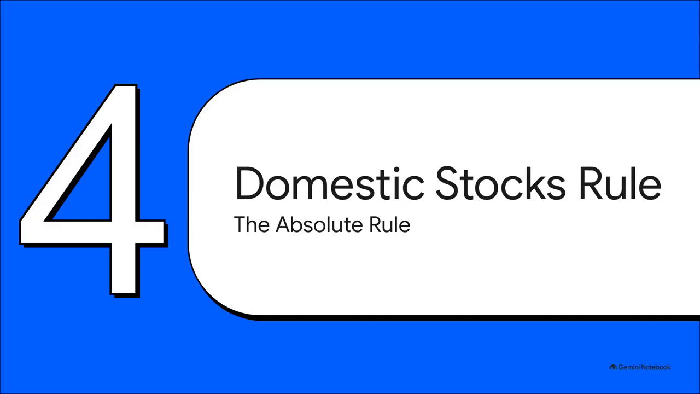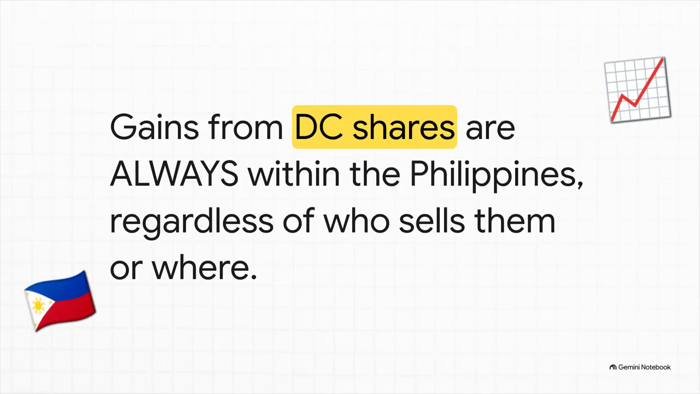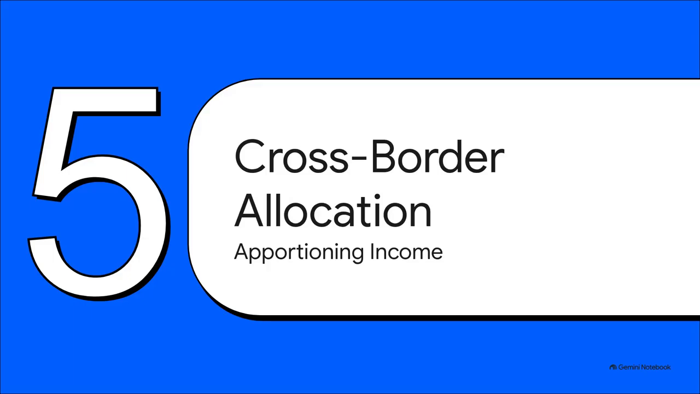Section 4, domestic stocks, the absolute rule. Here is your mnemonic hack to keep forever. DC shares never leave home. It literally does not matter who sells them, even a non-resident alien, or where the transaction physically takes place, even while they're sipping matcha in Japan. The situs stays right here in the Philippines. It is always treated as income derived completely within the Philippines. This is an absolute rule, guys. Zero exceptions.